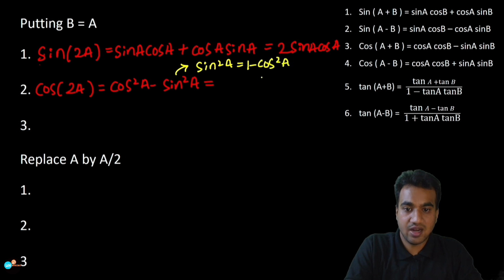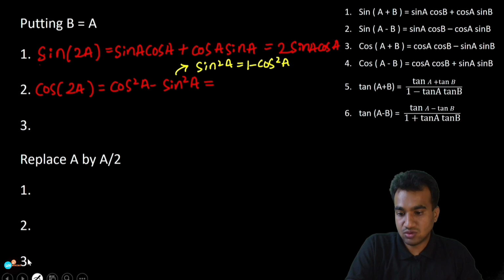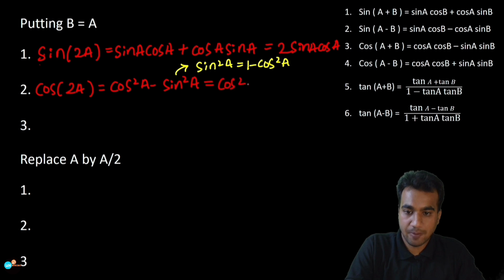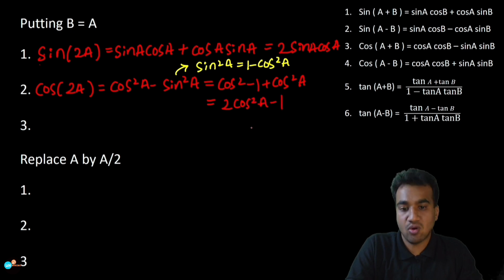In the previous slide we saw the identity, and using that I am writing this. Let me substitute here to see what we get. This is also a most important identity. So cos square a minus, 1 minus cos square a. Let me write it in simplified version: 1 minus of minus, so plus cos square a. That gives you cos square a plus cos square a, which is 2 cos square a minus 1. So this is also an important identity.